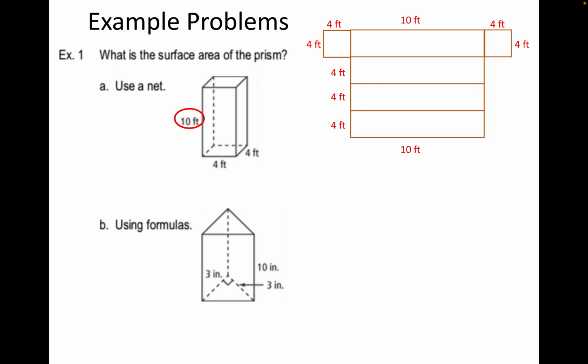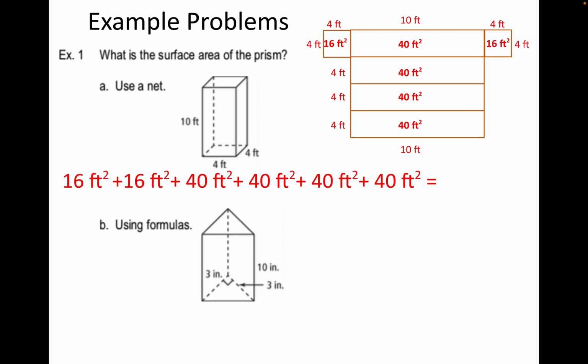So the one in the upper left, that 4 times 4, that would be 16 square feet. 4 feet times 4 feet is 16 square feet. That little square is also 16 square feet, 4 times 4. And now I have a 10 by 4 lateral face. 10 times 4 would be 40 square feet. Another 40 square feet, another one, and finally a last one. And so then I just need to add all these up, the 2 16s and the 4 40s. When I add all of those up together, I get a final answer of 192 square feet.